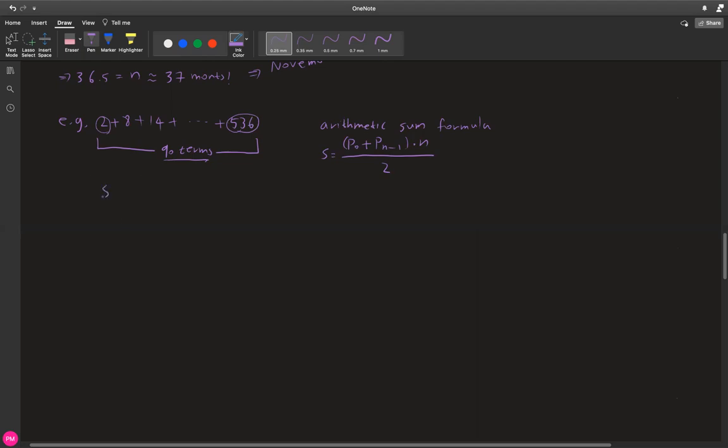So in this case, we have the first term is 2, the last term is 536, and the number of terms is 90, and you're simply dividing it by 2. If you put this into a calculator correctly, you should end up with 24,210. So that was very simple.